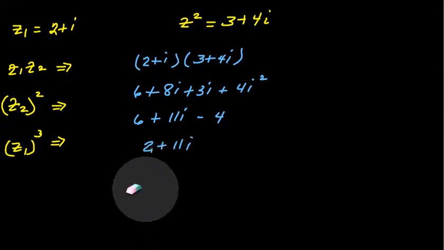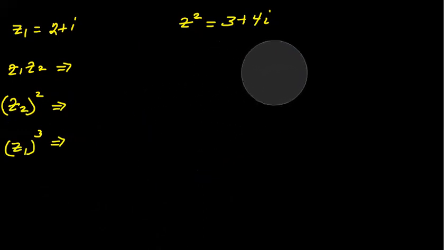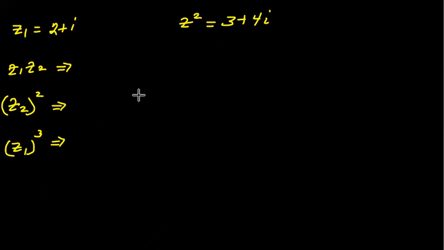Now we're going to erase that and we're going to do part 2 of this question. Of course, remember, you can always pause and rewind the video so that isn't lost. Let's look at part 2. It says Z2 squared, which means (3 plus 4i) squared.